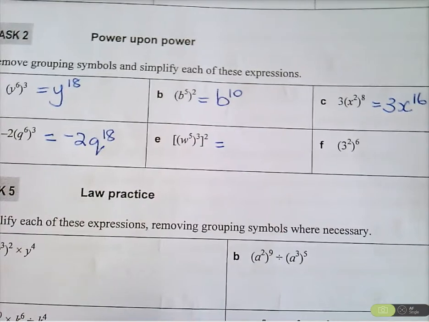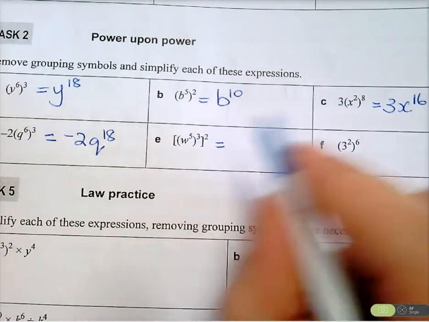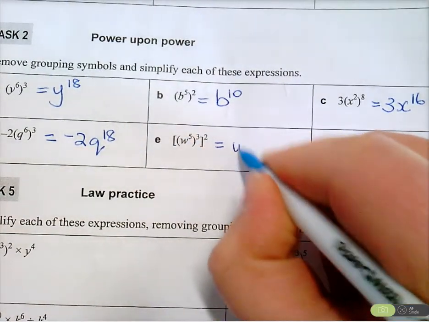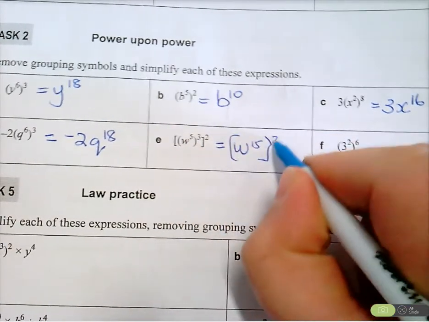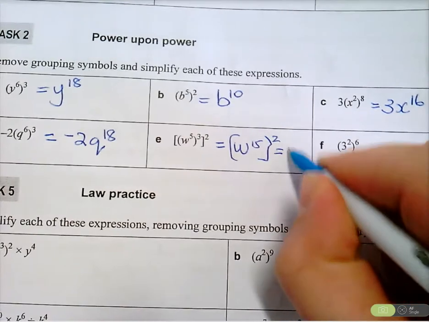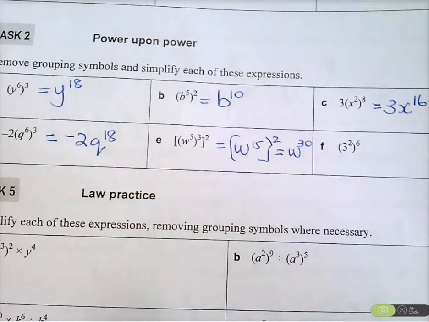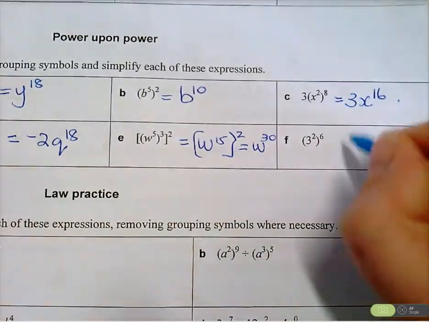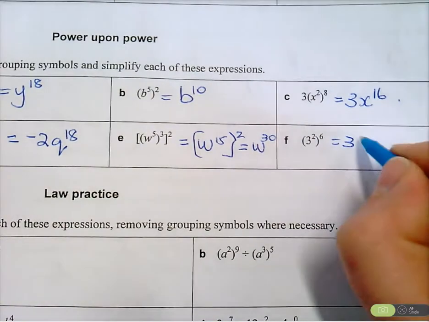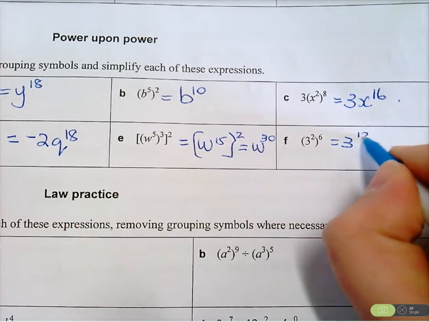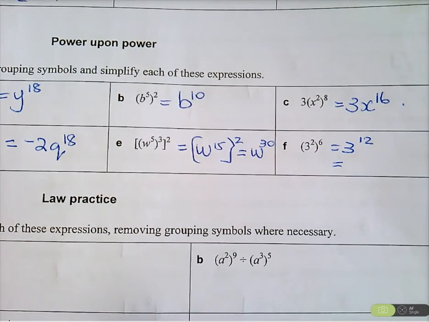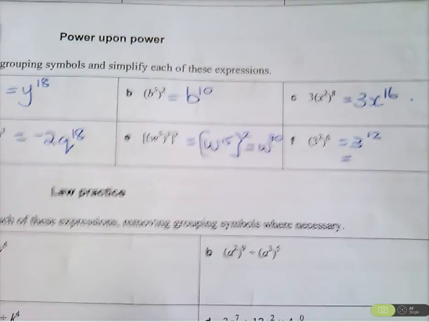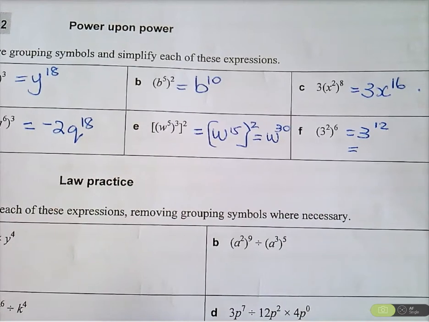Right, be careful. Do the inside brackets first, always. W to the 15 is then squared. What do you get? W to the power of 30. The next one is just 3 to the power of 12, which is whatever. We don't have to work it out. Okay, all good? Keep going.